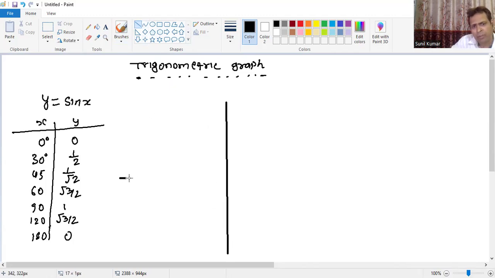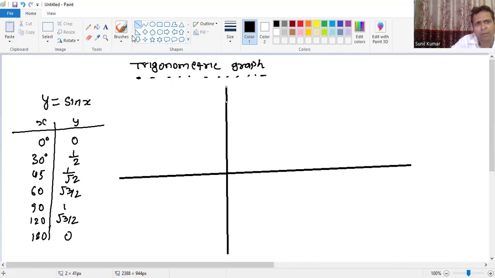So I'm going to draw here the x-axis and y-axis. Okay, so yeah, y-axis and x-axis.